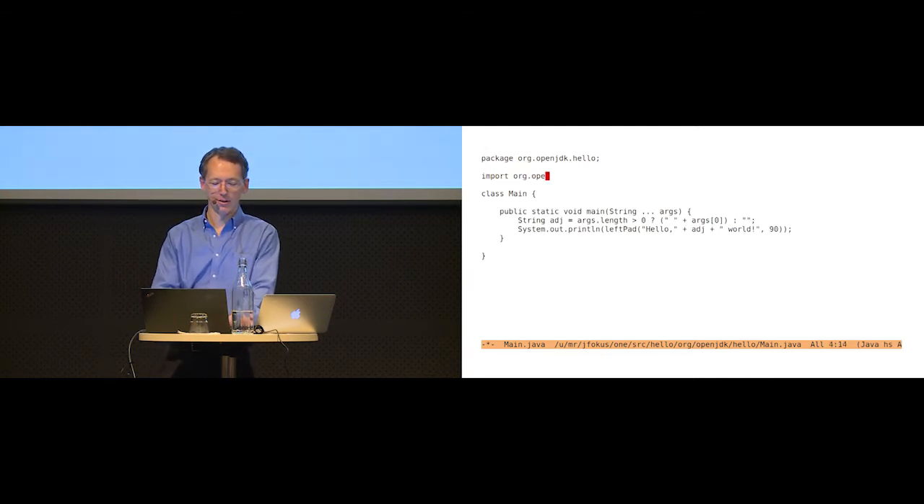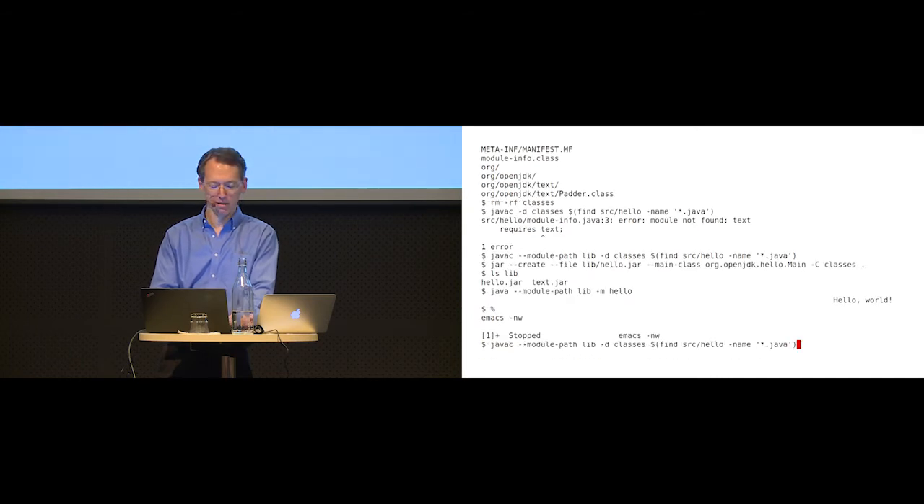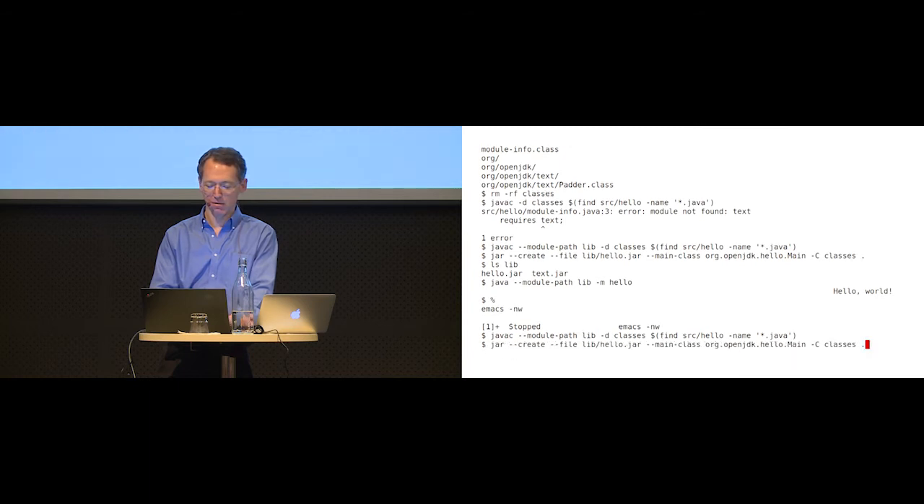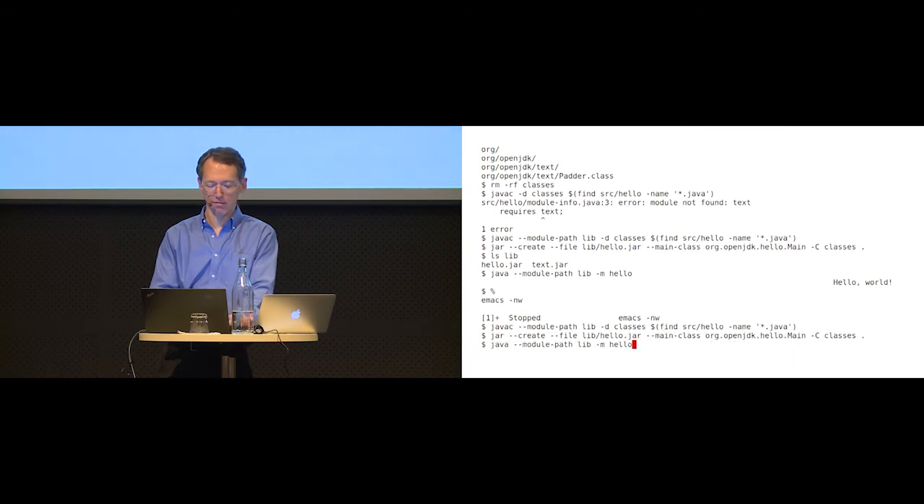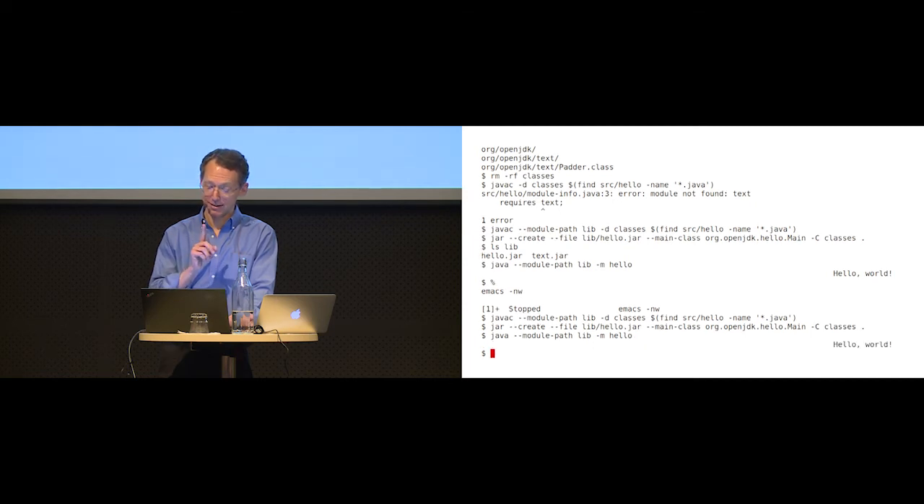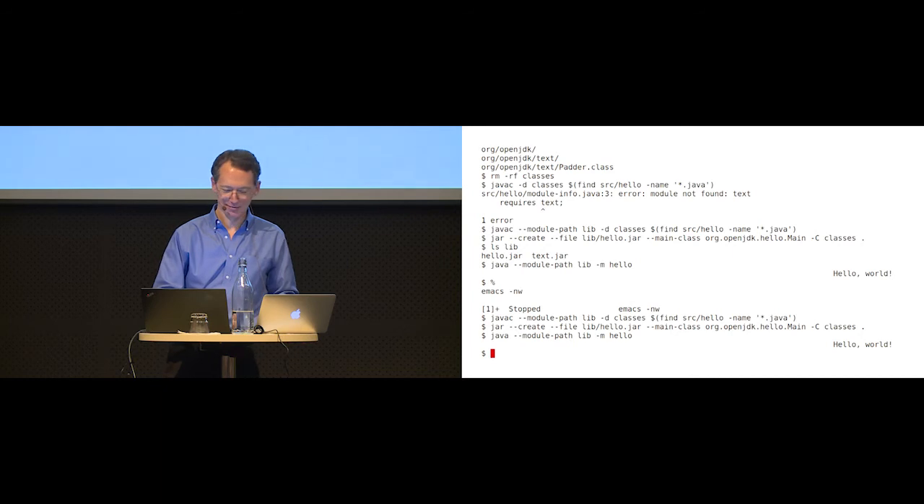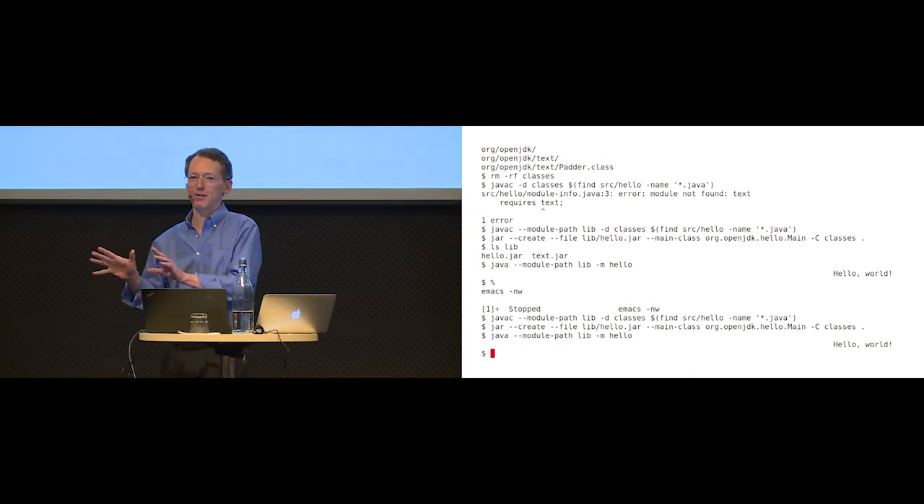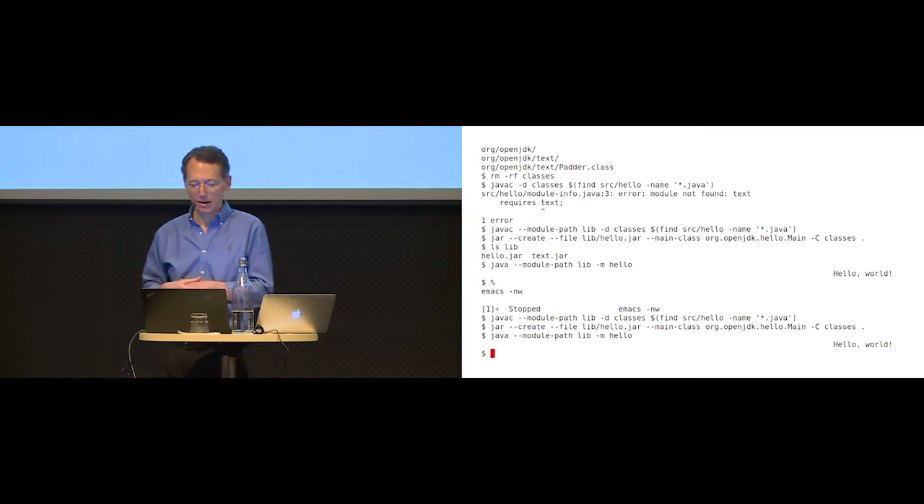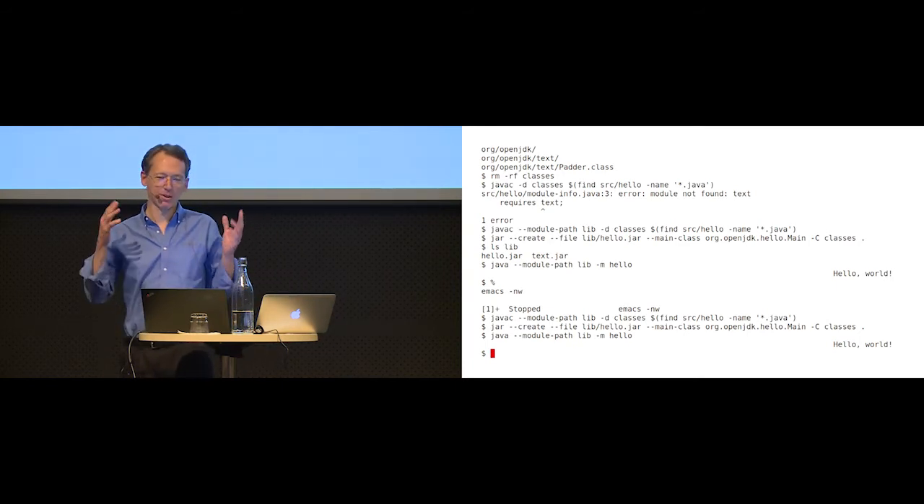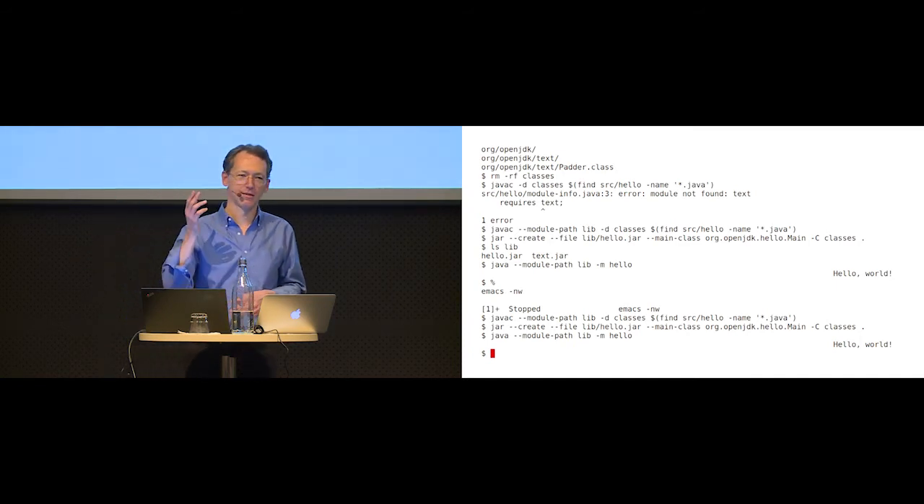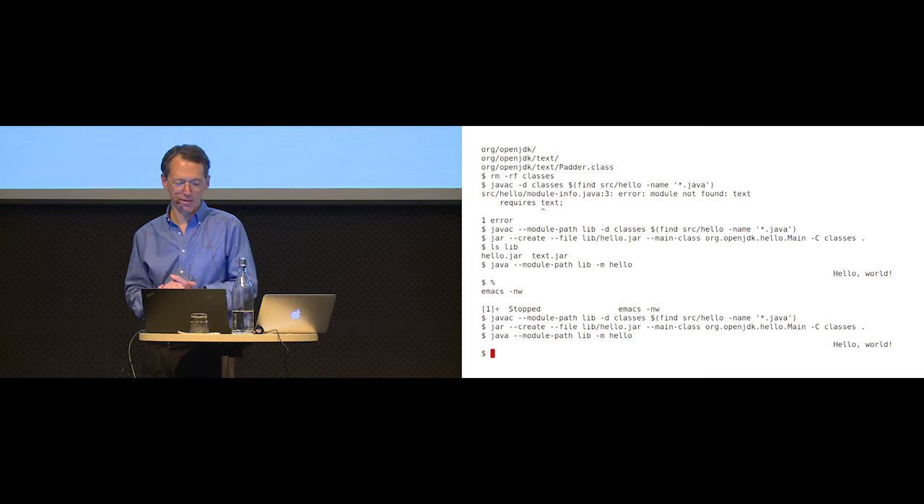Import org.openjdk.text. I'll be lazy. Thank you very much for pointing that out. And let's see, it's Pattern.leftpad, right? Okay. We re-javac it. We re-jar it. We rerun it. I was not lying. Okay, so we've got two little modules. We've got a hello module, we've got a text module. All is right with the world. The runtime starts up, hello pulls in text, they both pull in java.base, things are great.